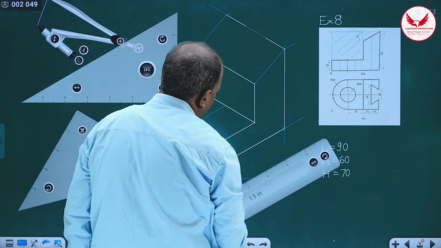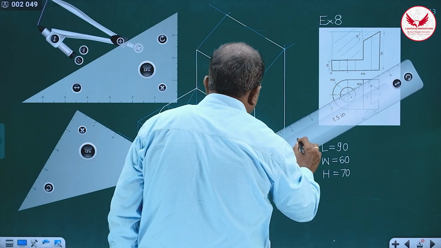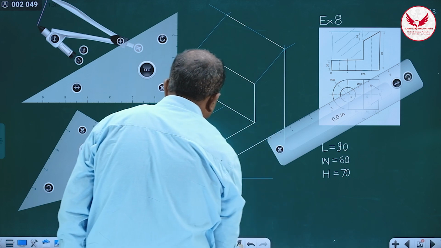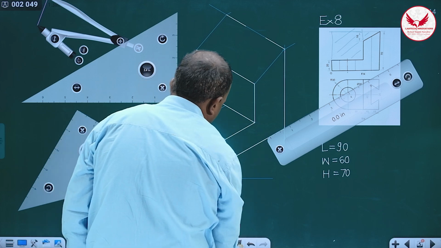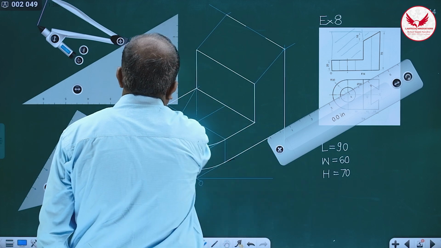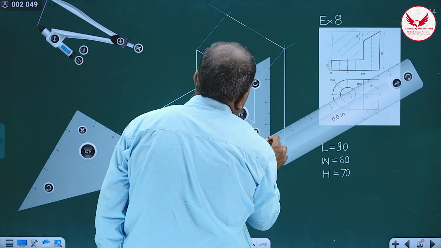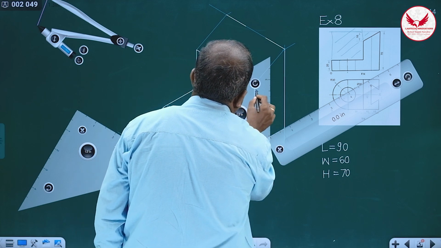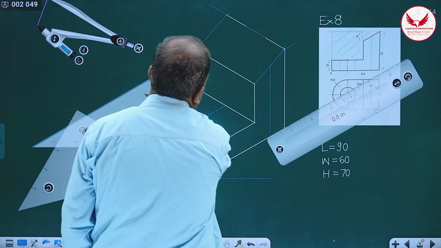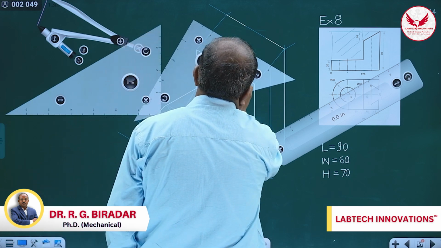Then in that case, what we have to do? First mark that distance 15 from this on this isometric line, which is going to be over here. And then after that, what you have to do? From this 15, mark the vertical line on this non-isometric surface, means this surface, and then mark.